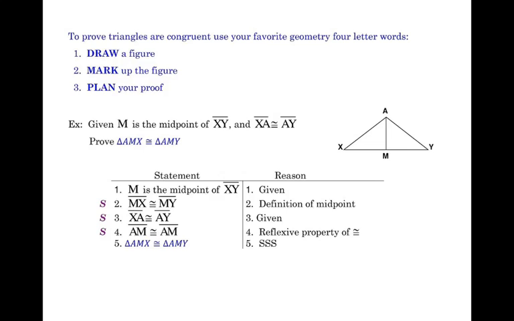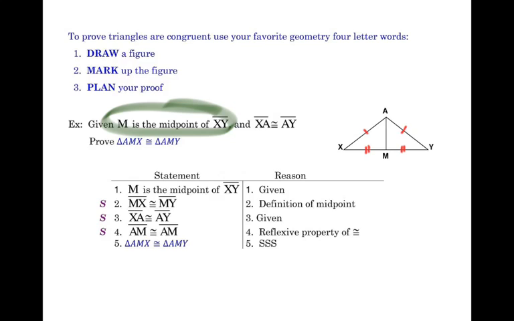So if we do that for this example down here, we have M is the midpoint of XY. Well, what does that mean? It means that it's in the middle. Well, what does it mean to be in the middle? It means that those two pieces are congruent. They're the same. And we're also given that XA is congruent to AY.